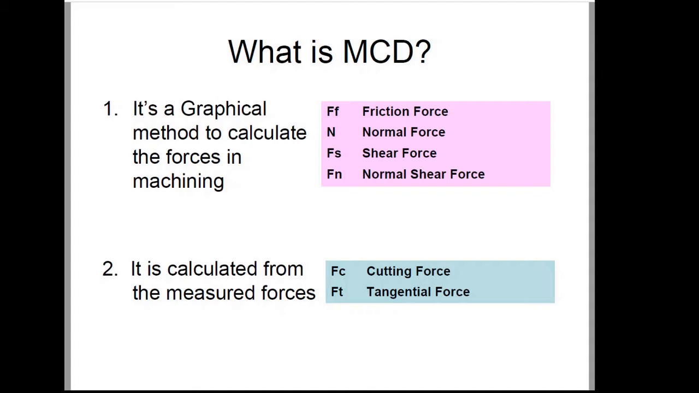Let us see the procedure for drawing a merchant circle. For drawing the merchant circle diagram, initially you have to draw the 4 quadrants in the plane of paper. Then you have to draw the tool. The tool should be drawn in such a way that the tip of the tool should touch the origin and it should be inclined at an angle alpha, the rake angle, with the y-axis or the vertical axis.